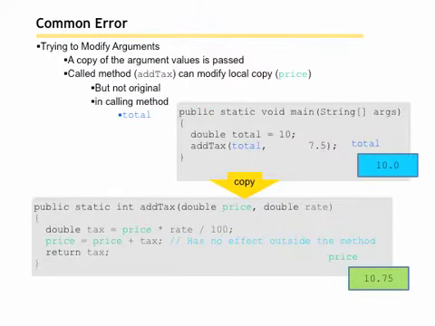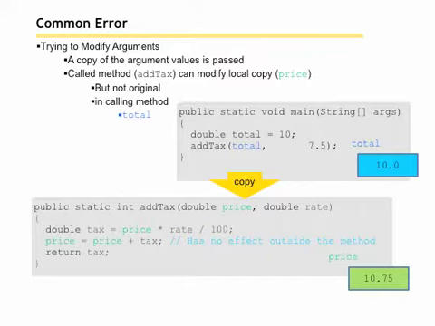It's a common error to try to modify arguments and have them be changed back up where the method was called. Java uses pass by value. Only values are passed, not actual locations, unless we're using reference variables. And so we can't modify an argument inside a method. Well, we can, but it won't be changed in the original calling method.